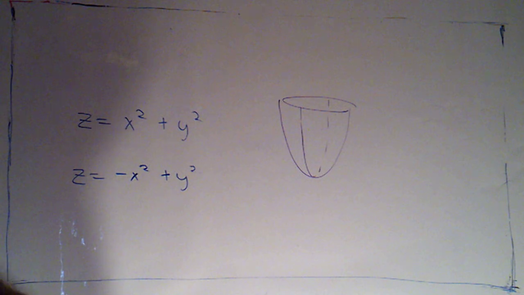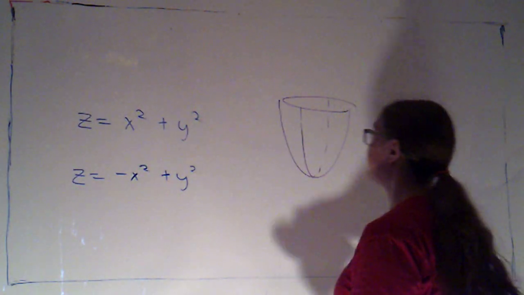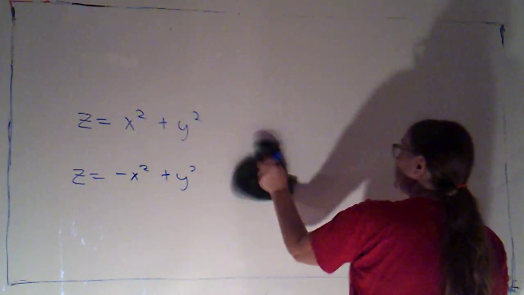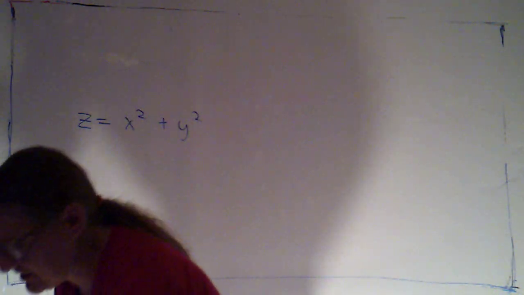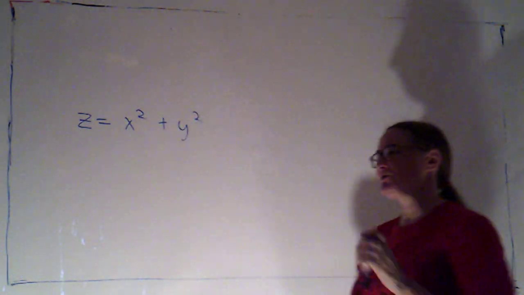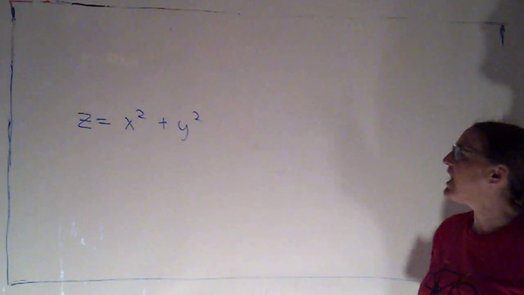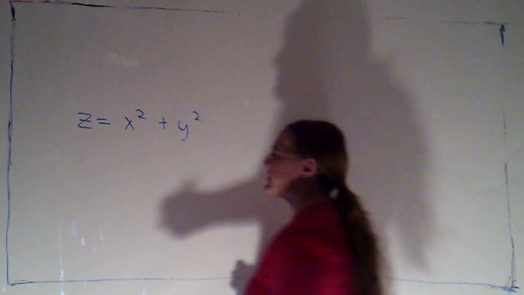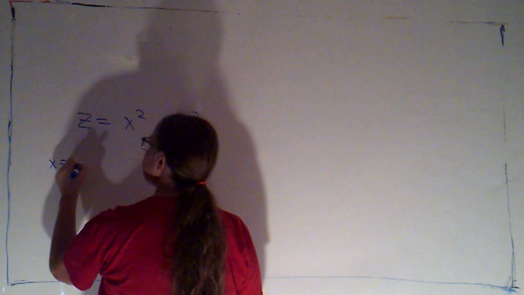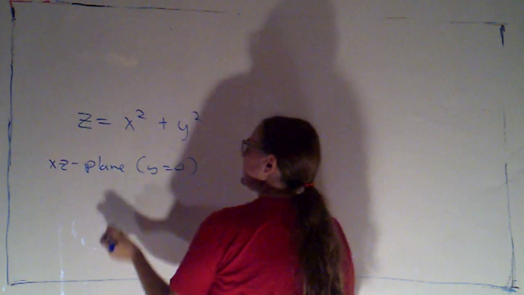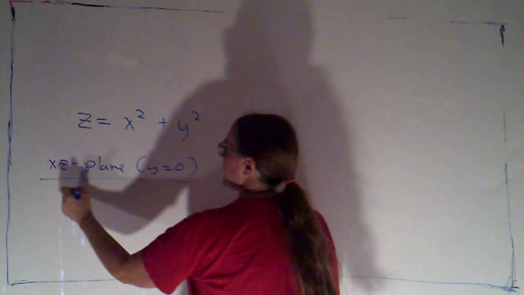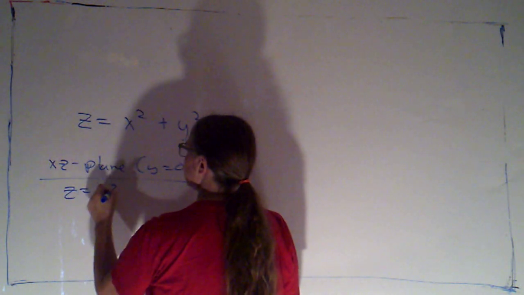You will always have two of them, and it's a question of do they open up in the same direction, which is kind of nice, or do they open up in opposite directions, which tells you you're dealing with the most complicated example. All right, so let's just take a look here. We said in the xz plane, which would be y equals 0, we were going to get a parabola, because then we're just getting z equals x squared.